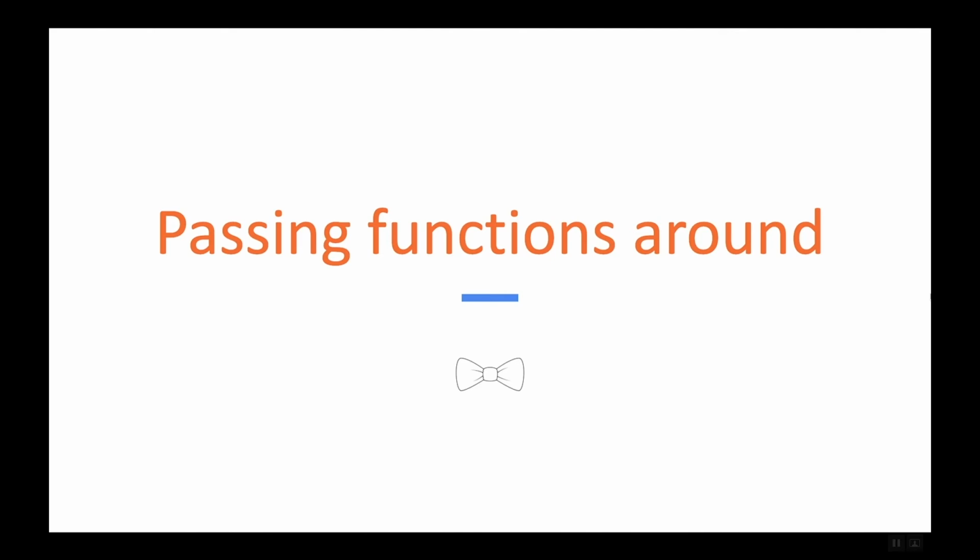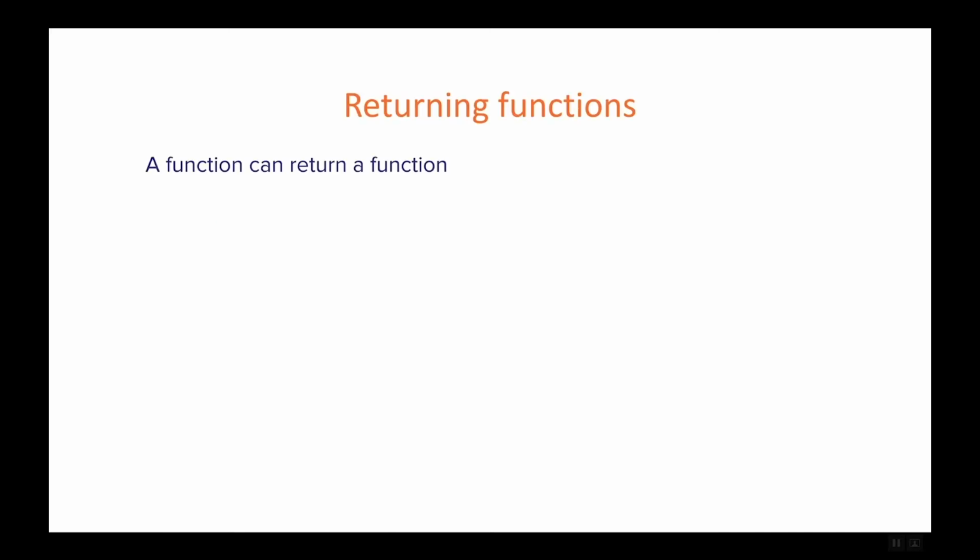All right, so in this video, we're going to see how we can pass functions around, mainly to other functions. So basically, a function can return a function, just like a function can return a variable or a value rather. A function can also return a function. So here is an example.